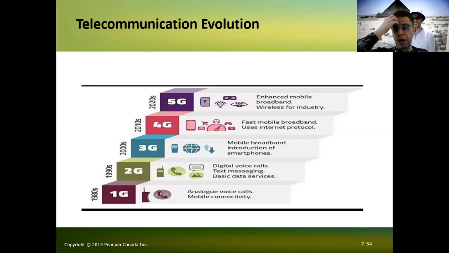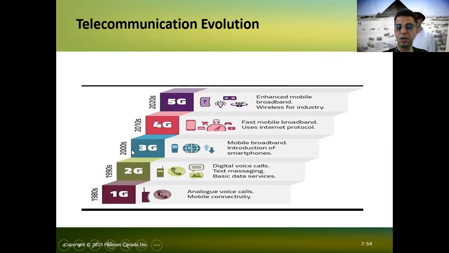So here, when we come back to talk about the telecommunication evolution in general, we started with 1G, which is where we spoke about the analog voice call mobile connectivity. All we were able to do was talk on the phone. We were not able to do anything else. And then we had in the 90s the 2G. This is when I spoke about Palm versus the communicators. They came in with digital voice calls. You can text message and you can do a basic data service here in the 2G. BlackBerry came in this area also.